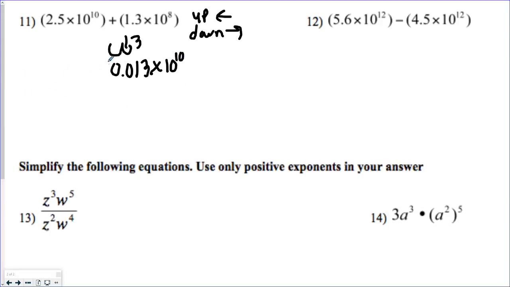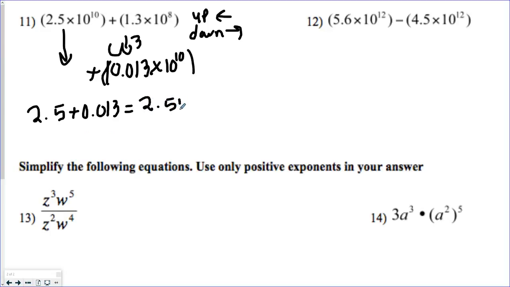And now, once I have this set in parentheses here, and I want to add it to this, all you need to do now is kind of like with multiplication and division. You just add the decimal numbers, so 2.5 plus 0.013. If we do some quick addition there, that'd be 2.513. And then your answer is just that decimal number, 2.513 times 10 to the 10th, which is what the common 10 numbers are now.